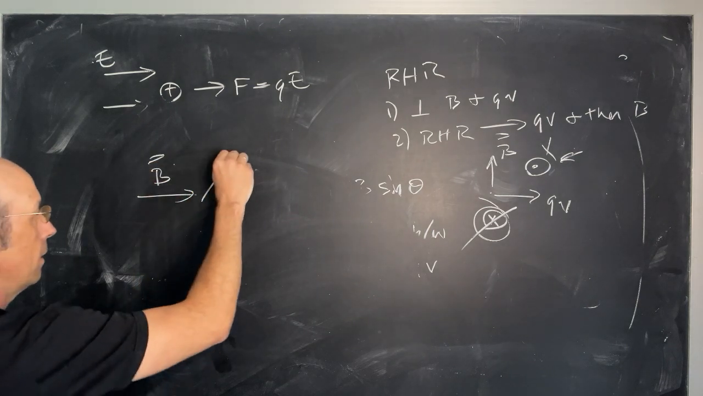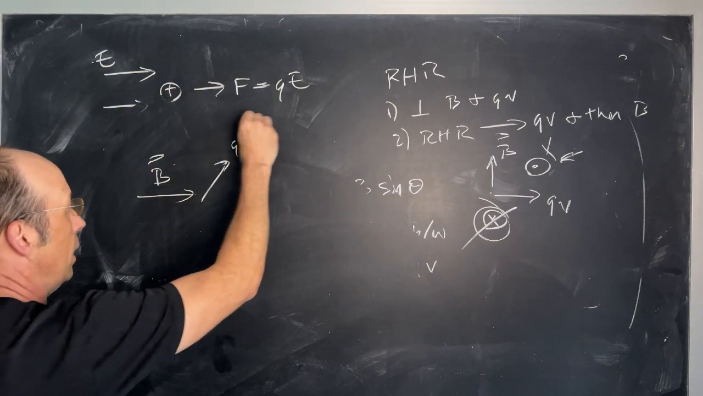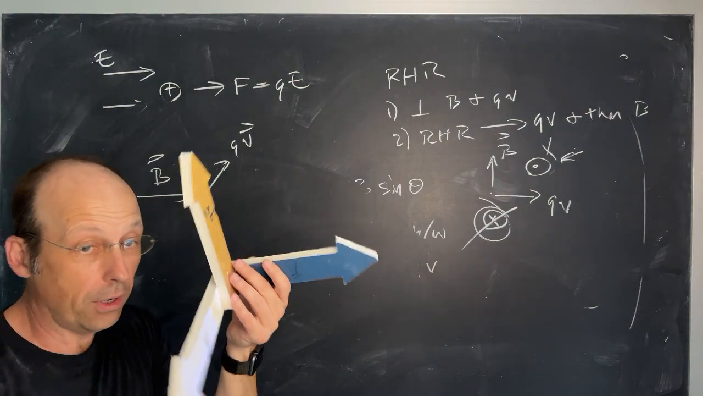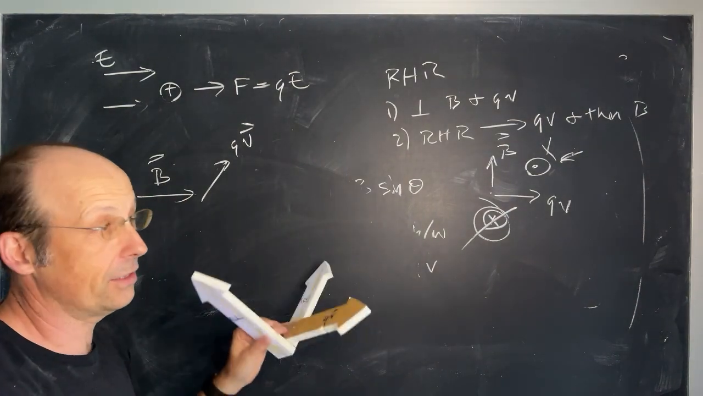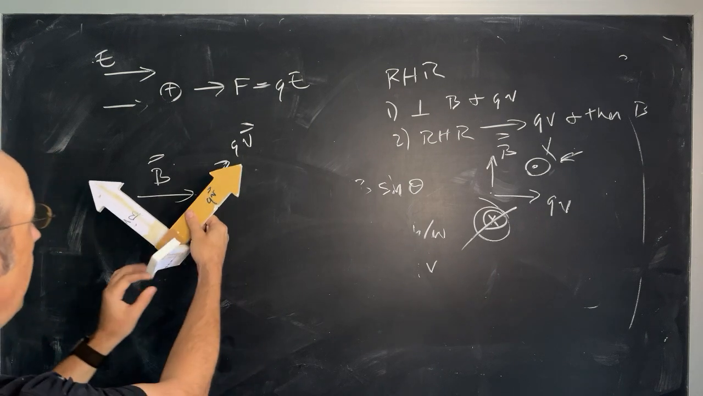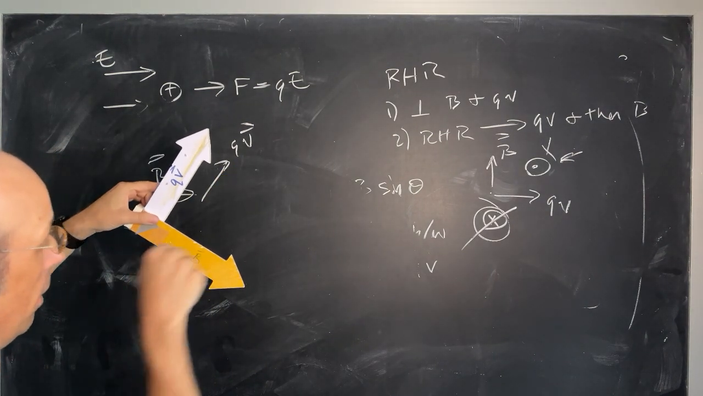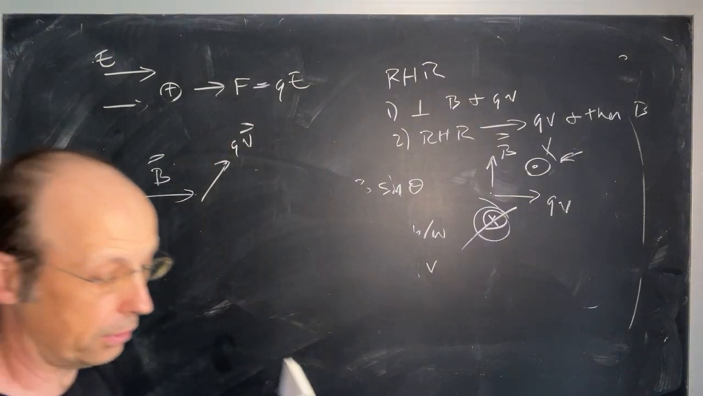B, QV, okay? So they're not perpendicular. This doesn't quite work, but you can still get the idea. It still mostly works. I can still put QV like that, and then B would be kind of like that, and the magnetic force would be into the board.